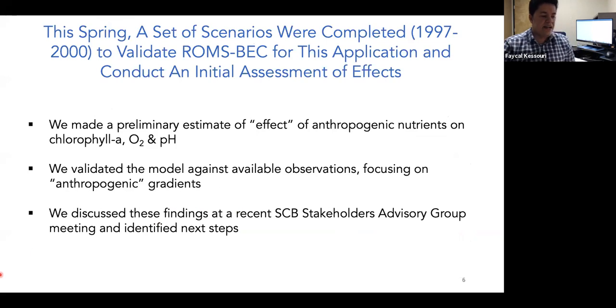So in May 2019, this spring, we presented the first results of the effect of the anthropogenic nutrients on the chlorophyll, nutrient cycles, oxygen, and pH. We presented validation of the model against the observation at small scale by focusing specifically on anthropogenic gradients. And we discussed these findings with stakeholders. I'm going to present some of the results today.